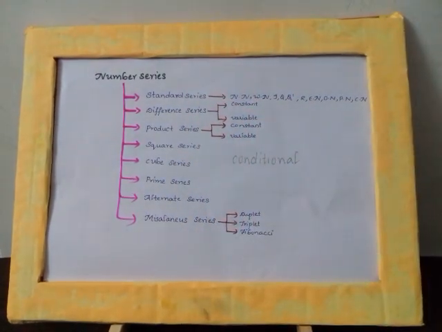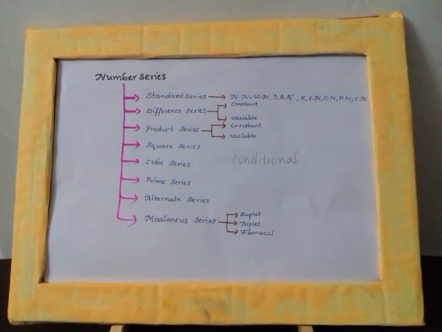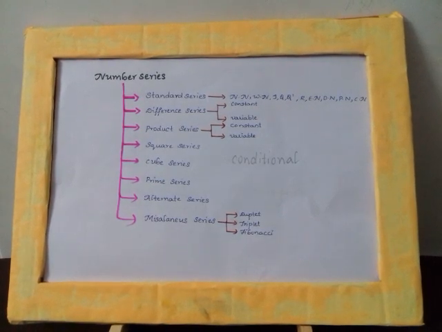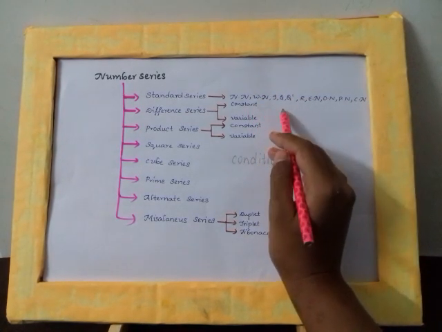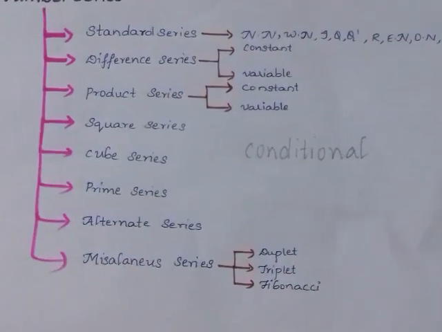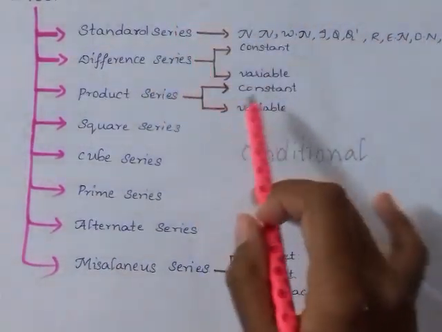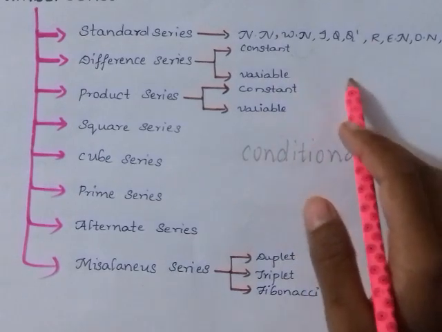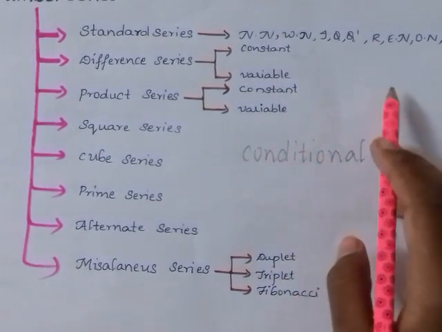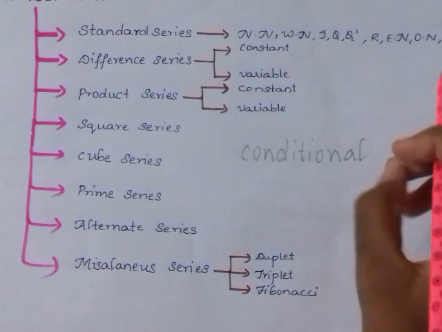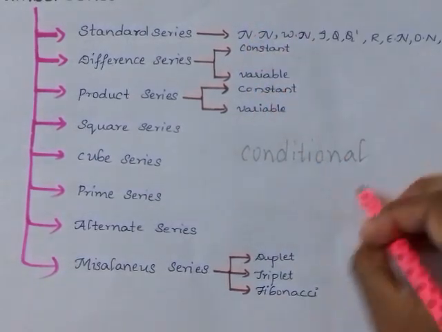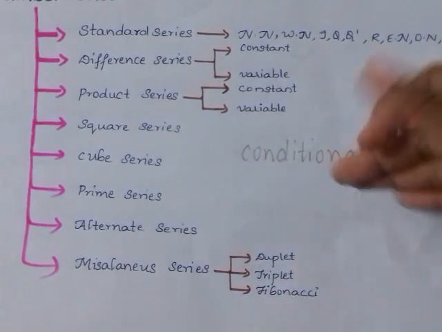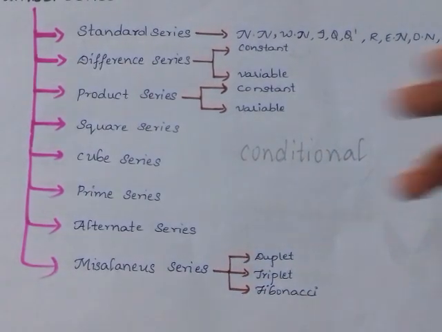Next comes the difference series. Difference series is of 2 types, constant difference series and variable difference series. First, going to the constant difference series, the difference between the 2 consecutive numbers is constant. Going to the variable difference series, the difference between the consecutive numbers is variable, but the gaps are in a standard series. Let us see examples in the further minutes of the video.